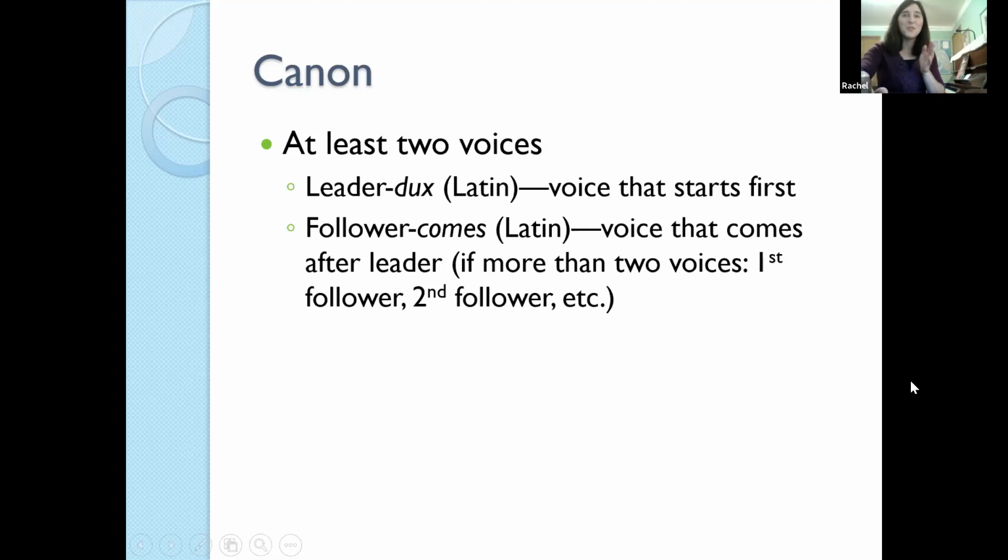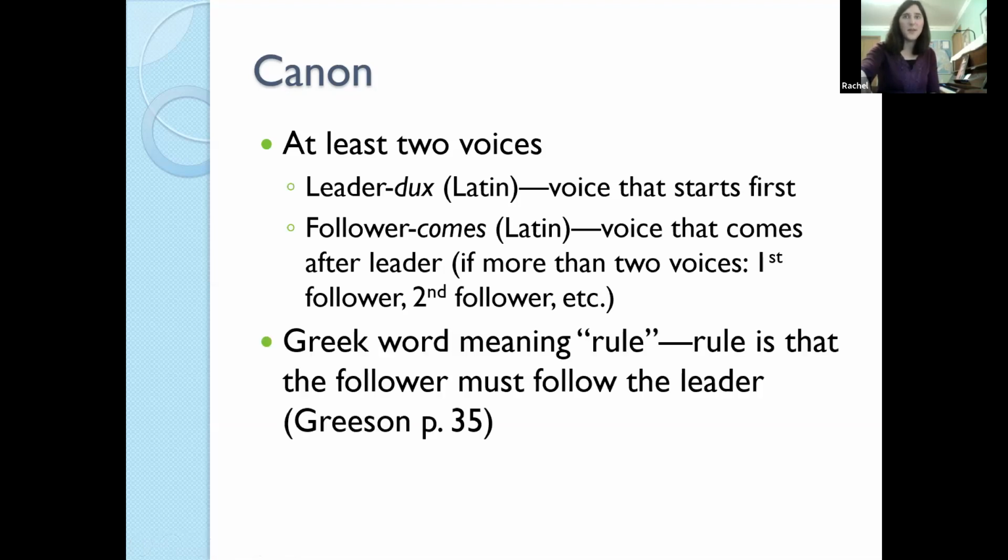But if you have more than 2 voices, so if you have 3 voices, for instance, the first one is going to be the leader. Then the second voice will be the first follower. Then you have your third voice being the second follower. So that should be relatively simple. The Latin term for follower is comes. One thing that might help you remember this is that comes looks like the word comes. If you think about comes after, I don't know if that helps you or not at all. The comes is the one that comes after the leader.